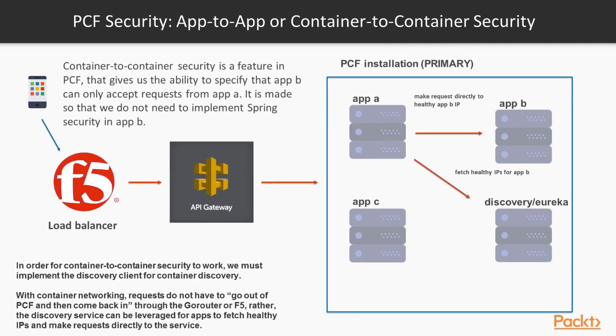With container-to-container networking, we can have a discovery service. Let's say we have several instances of app B, like 3 or 4, and they keep spinning up and spinning down. Every time an instance of app B spins up, because it's a discovery client, it'll register itself with the discovery server. When app A wants to make a request to app B, it'll fetch a healthy host and port for an app B instance. It'll send the request directly to the host and port. It doesn't go out and come back in. So that's the advantage of container-to-container security.